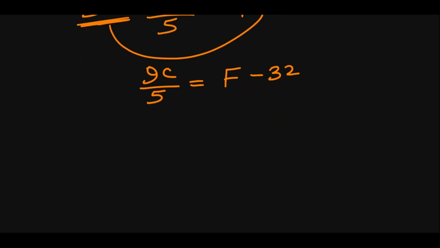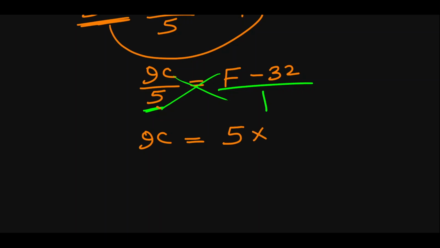Now we have the opportunity to cross multiply so that we can take off the fraction, and that's exactly what we'll do. This is F minus 32 over 1. So if we cross multiply, this will now give us 9C times 1, which is 9C, is equal to 5 times F minus 32. Now, I wouldn't just write 5 times F minus 32. I will definitely get a mathematical error here.